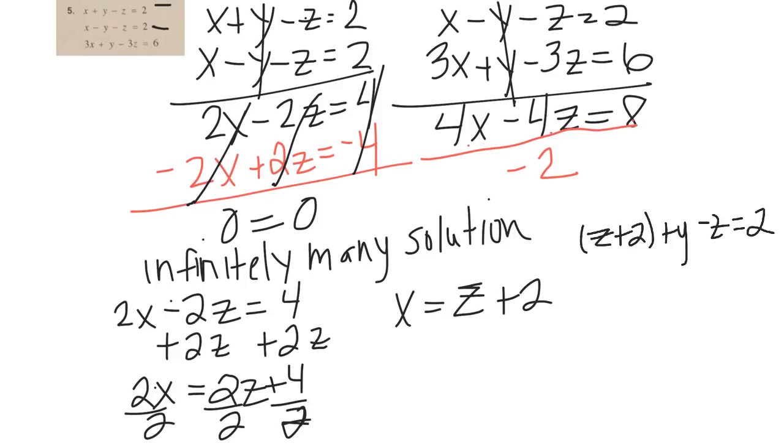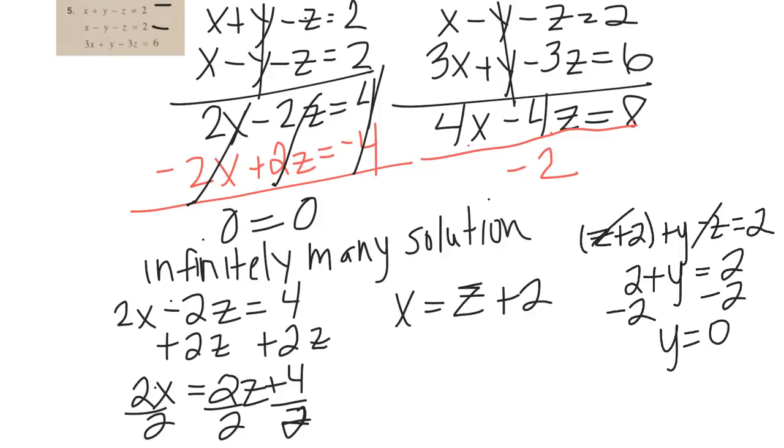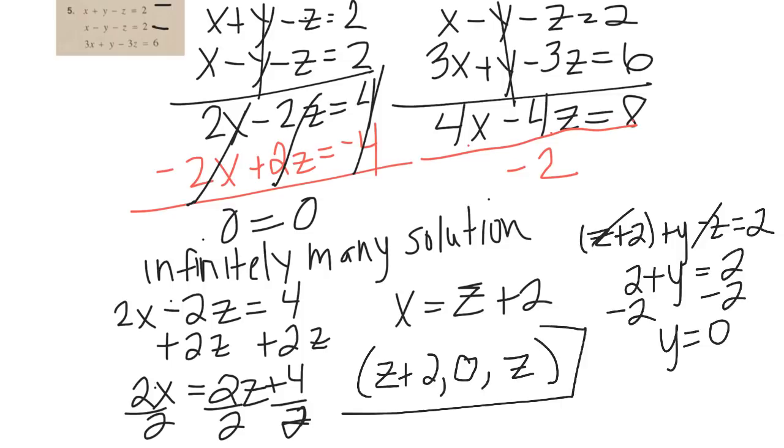And I get z minus z. So the z drops out because it's on the same side of the equal sign. And I get 2 plus y equals 2, and minus 2, I get y equals 0. So y actually has a value, and my final answer is x is z plus 2, comma y, which is 0, comma z. And that's my parametric solution to the system of equations.